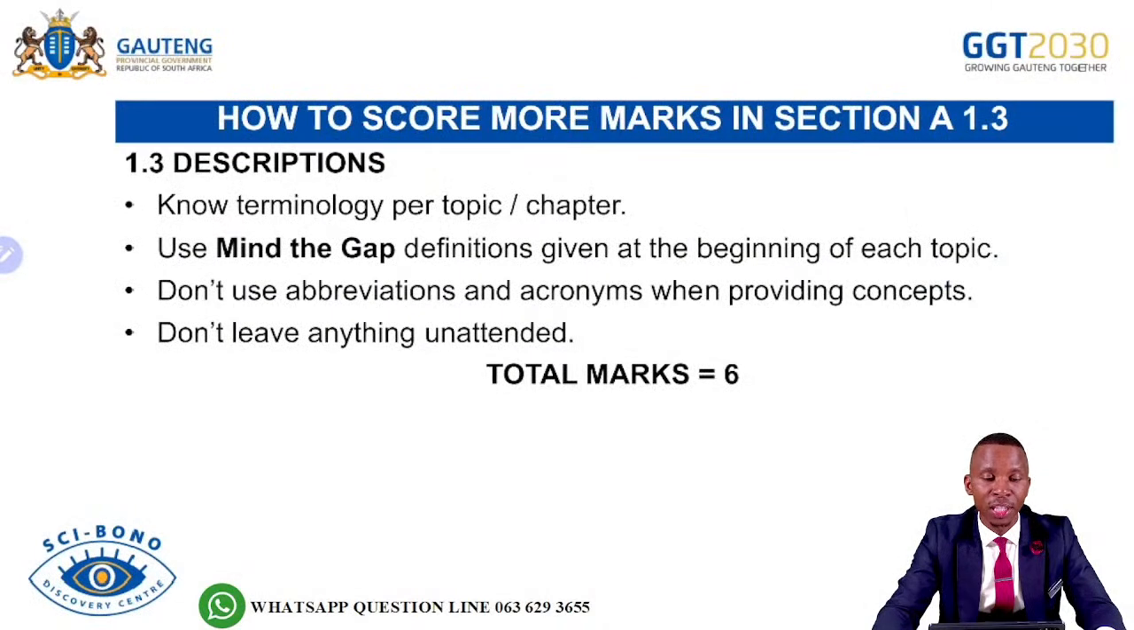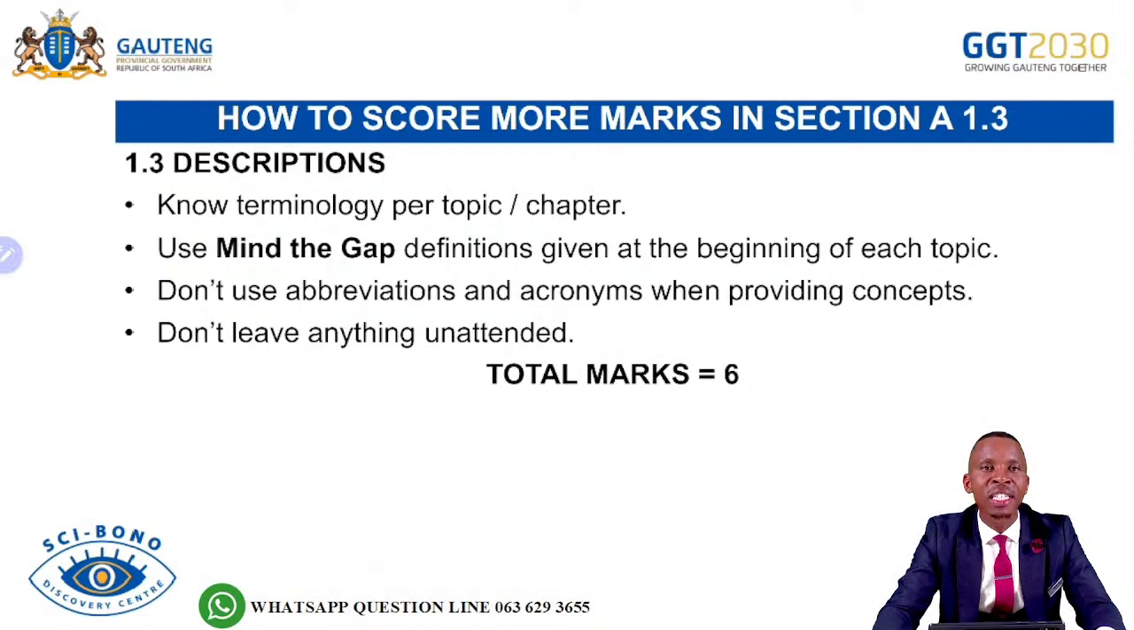And then 1.3 descriptions. It is very important for you to know your terminology. There is this belief that if you know these concepts, you get 6/6 here. That means you know the content. So by doing so, it will be easy for you to access Section B and Section C because you know the content. You cannot guess here. Guessing will not help for this part because there are no options available. You just have to provide the answer based on the definition given to you.